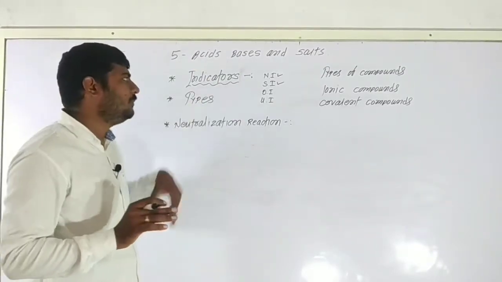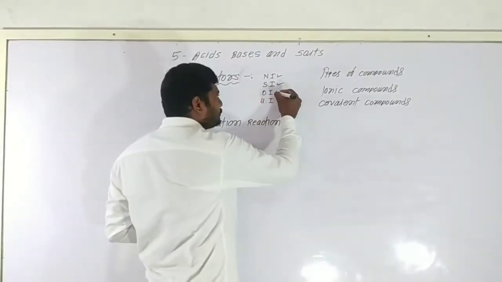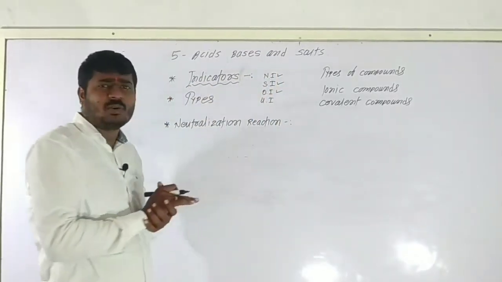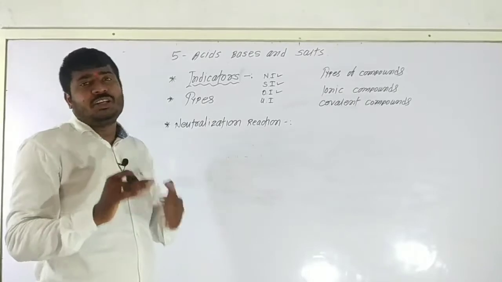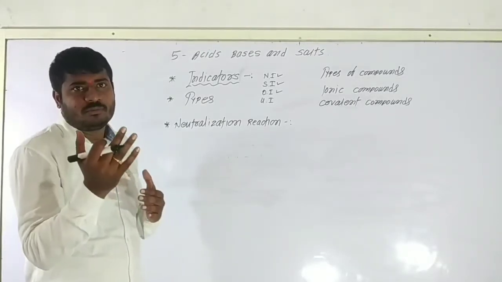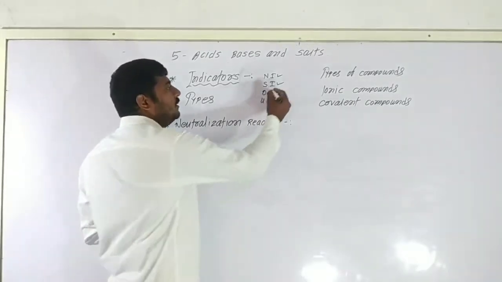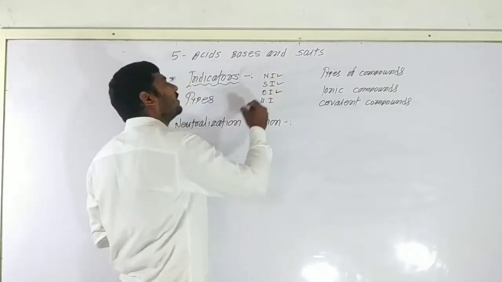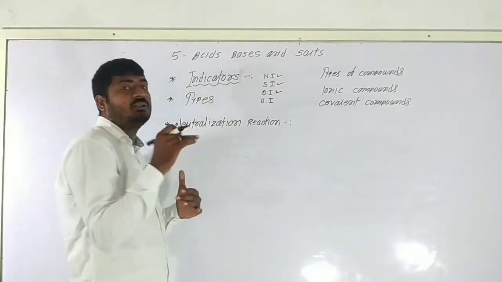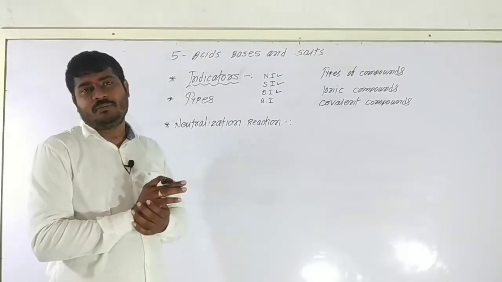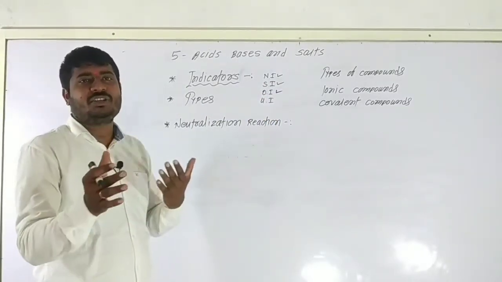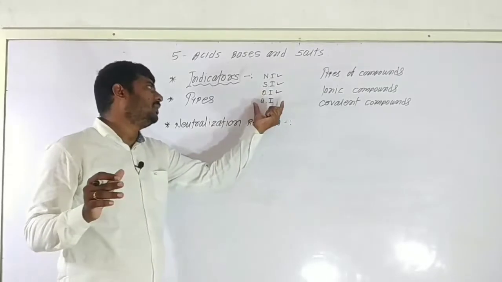Okay. Now, the third type, olfactory indicators. Which type of indicators are called olfactory indicators? The indicators which change the color of a given compound and determine the nature of the given compound are called olfactory indicators. Their smell changes the color of the given compound.